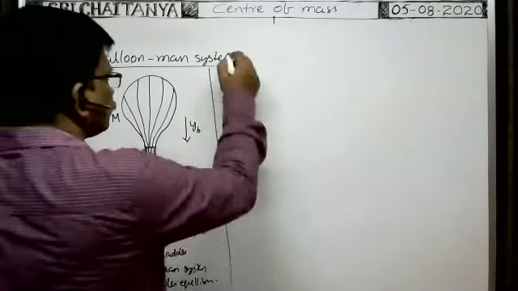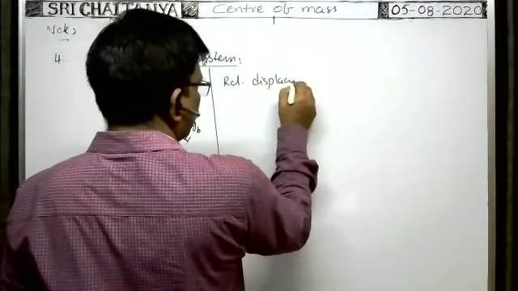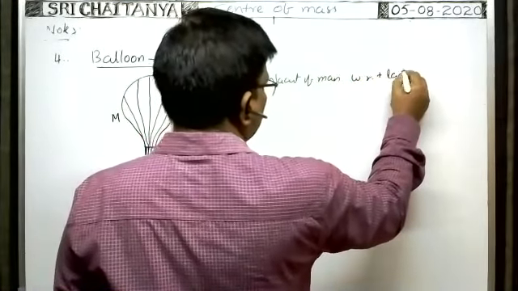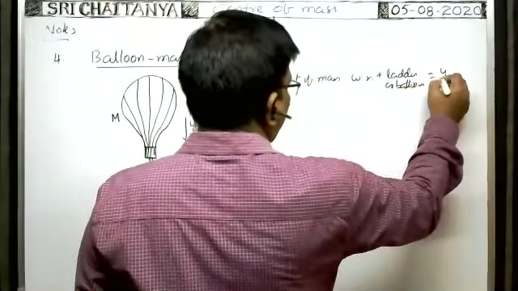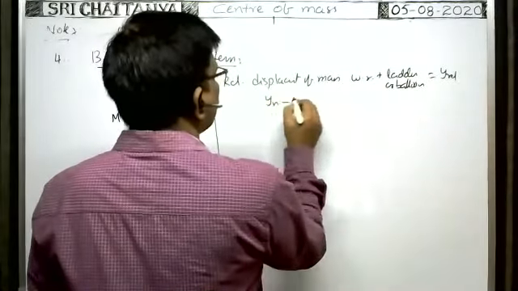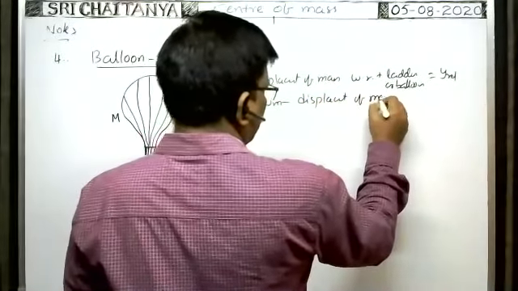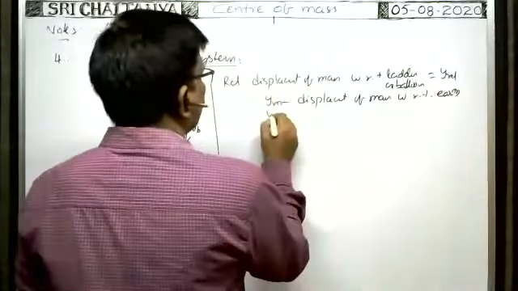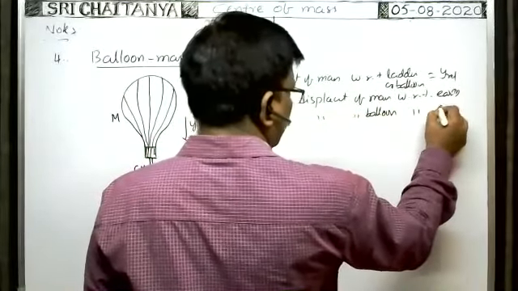Here this y relative is the displacement of the man with respect to the ladder or balloon, equal to y relative. ym is the displacement of the man with respect to the earth. We need not always mention with respect to the earth. yb is the displacement of the balloon with ladder, with respect to the earth only.